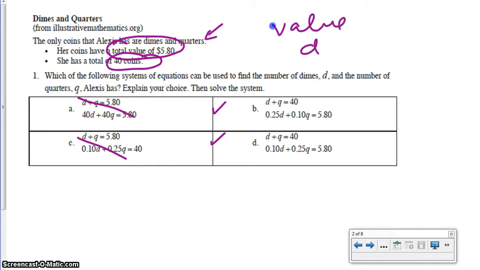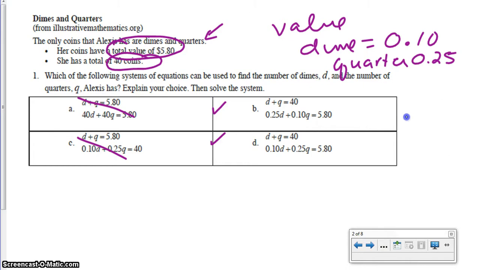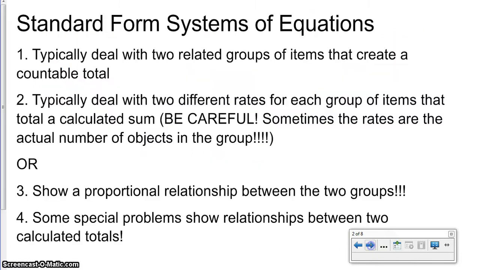The value of a dime is equal to 10 cents. The value of a quarter is equal to 25 cents. And so to find the total value, it would be 25 cents times the number of quarters and 10 cents times the number of dimes. Bad choice here as well.